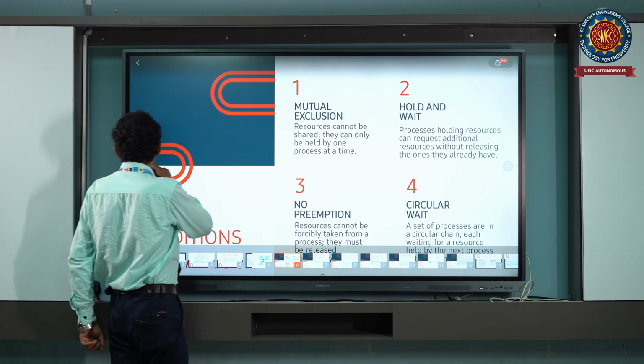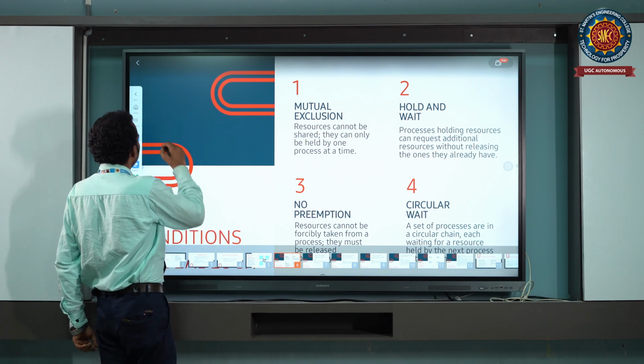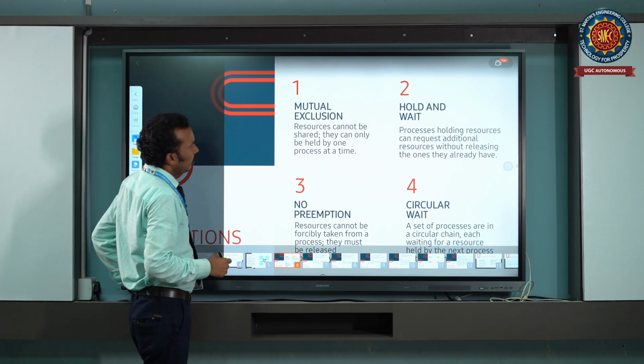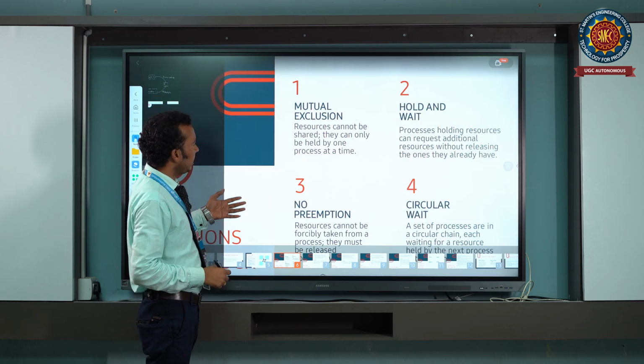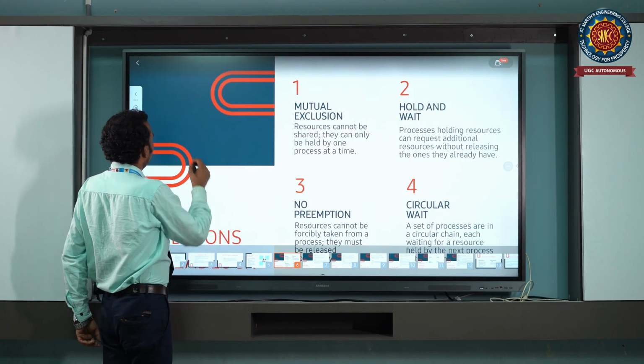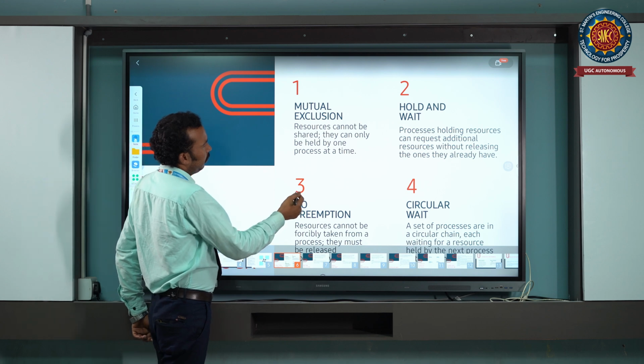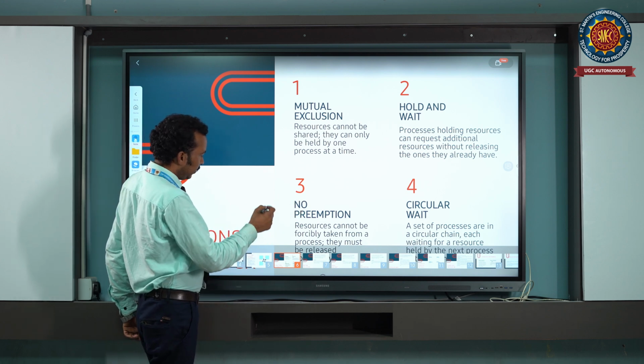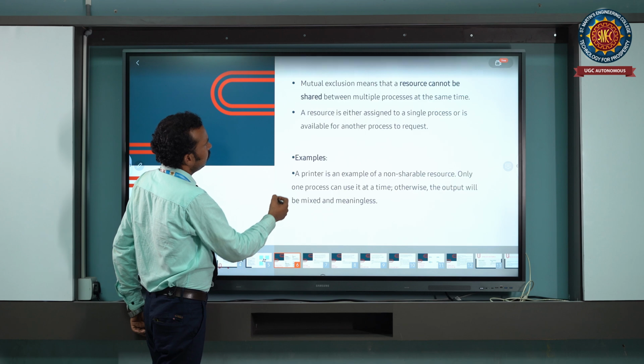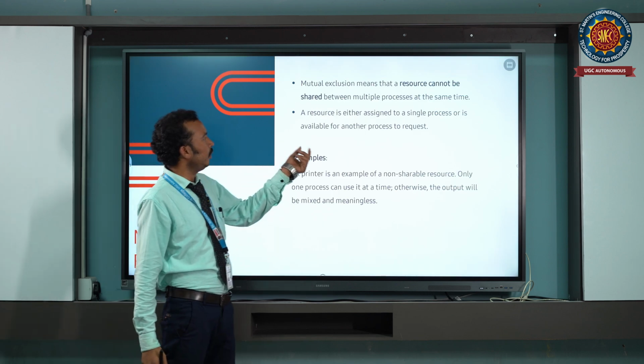And next, these are the necessary conditions. And next, we are going to explain the handling method. First one is mutual exclusion.